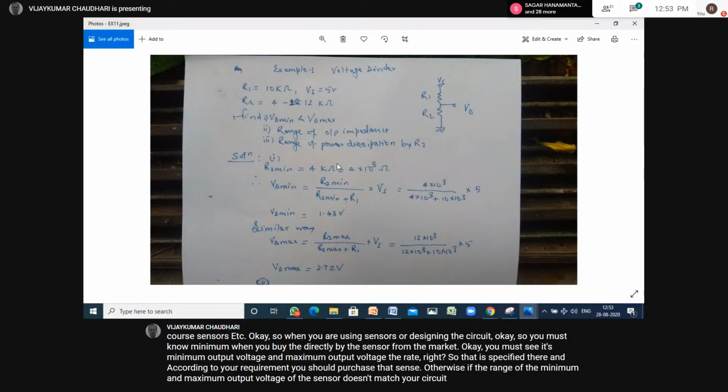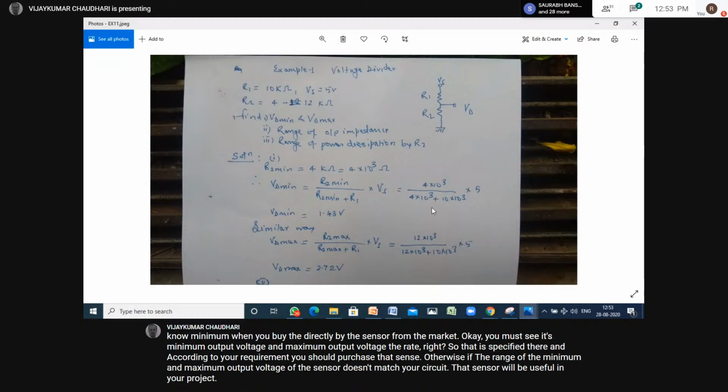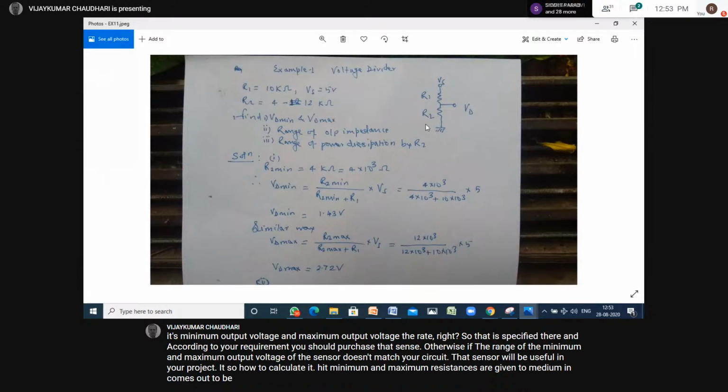Minimum and maximum resistances are given. So VD min comes out to be 1.43. Similarly, VD max will be R2 max divided by R2 max plus R1, into Vs, and it comes out to be 2.72 volts. So as some parameter, temperature, pressure, force or stress, varies from minimum to maximum, the sensor output voltage changes from 1.43 volt to 2.72 volt.